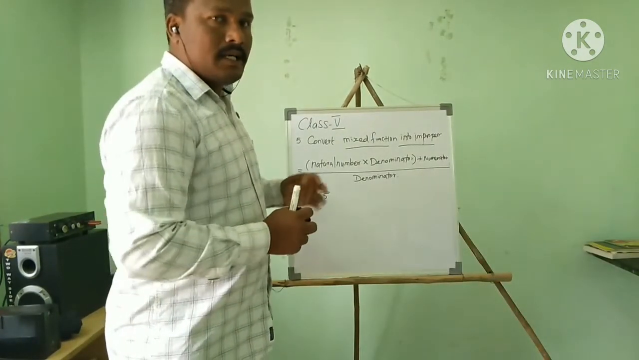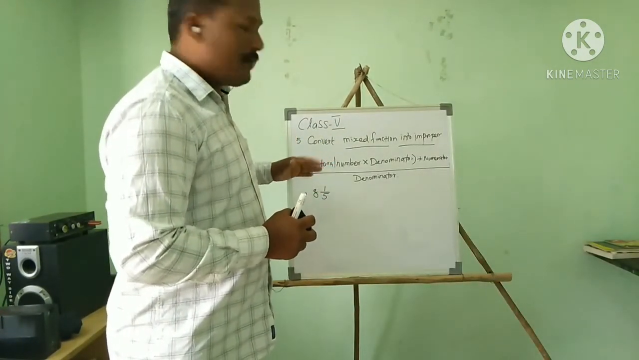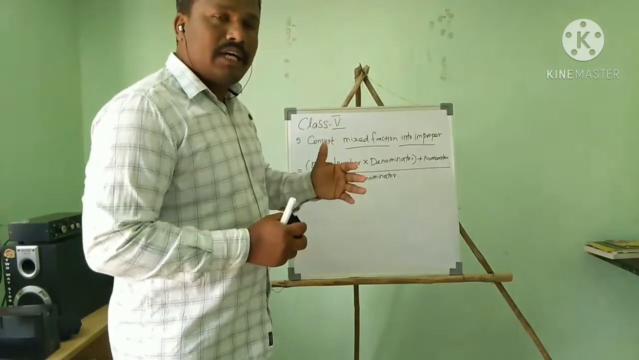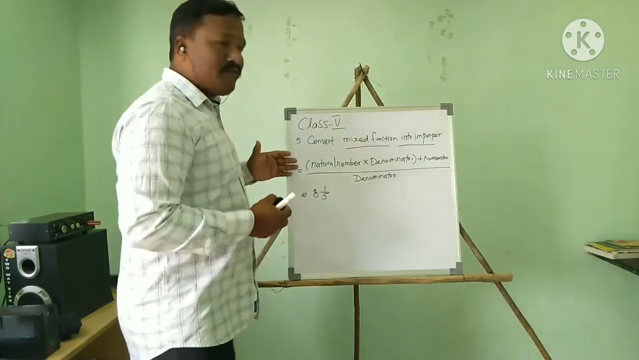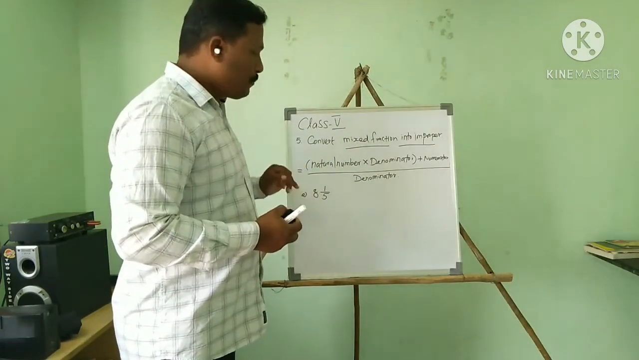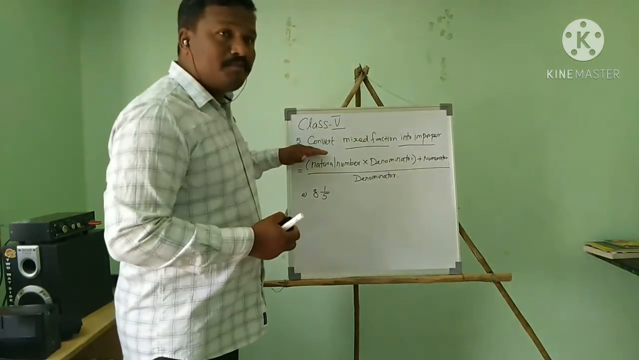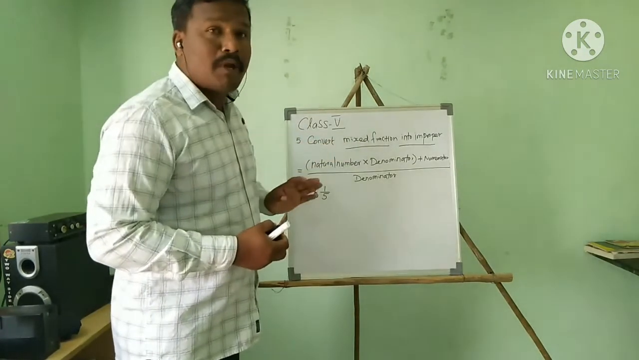Welcome students. The next question, fifth question. The fourth question, I told you one example; the remaining you do as homework. Okay, now I will tell you the fifth question. The question is: convert mixed fraction into improper fraction.